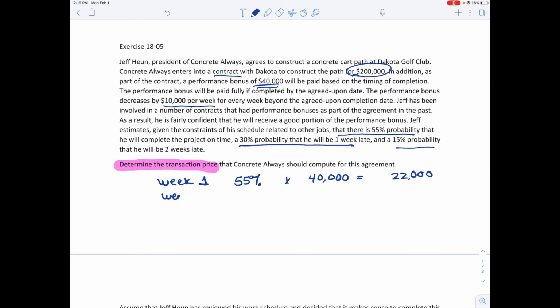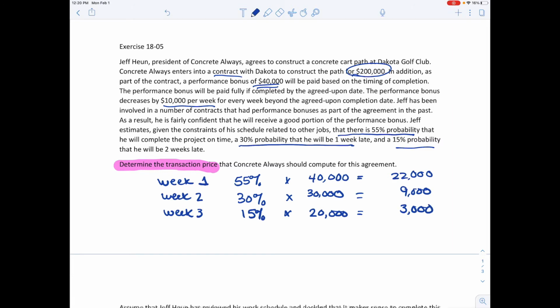If he gets done in week 2, remember it decreases by $10,000 every week. 30% chance of that. We're going to multiply that out to get 9,000. Finally, in week 3, we're hoping we're done by then. There's a 15% probability he will be done by then. It's going to decrease to 20,000. We multiply that out, we get 3,000.